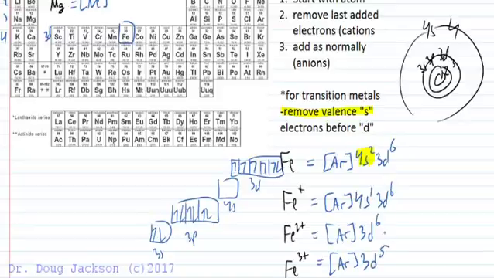So iron 3 plus has a half-filled d subshell, so it's a pretty stable ion. We see iron in all three oxidation states in molecules. Okay, but remove the valence first, and then you remove the last added d electrons from the inner core.